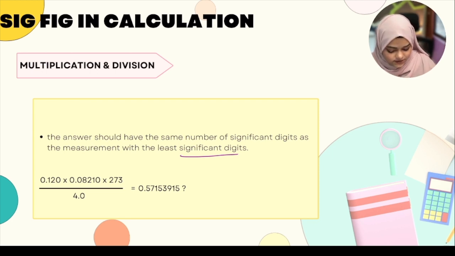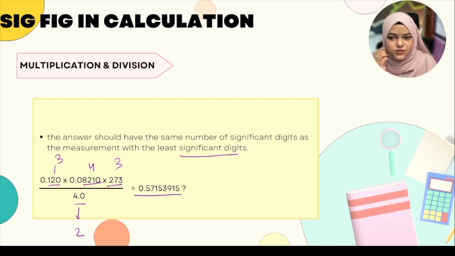So in this case, this has 3 sig fig, this has 4 sig fig, this is 3, and this is 2. And the lowest one is 2 sig fig. So we're going to make this answer to 2 significant figures. We're going to stop here. After the 7, it's a 1, so we make it the same way. We keep the 7 as 7.